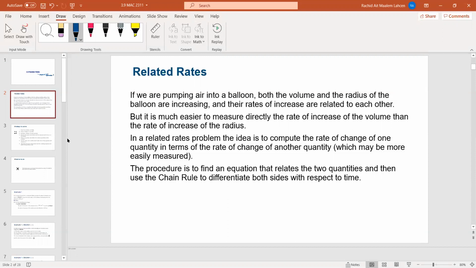The procedure, of course, is to find an equation that connects the two quantities and use the chain rule, which we've done, to differentiate both sides. There are some examples where you have to do implicit differentiation, and we'll see all these. So that's kind of the idea, right?